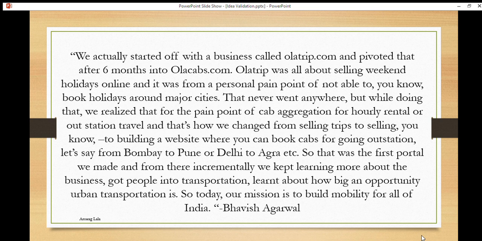That never went anywhere, but while doing it, they realized there was a pain point of cab aggregation for hourly rental or outstation travel, and that's how they changed from selling trips to selling cabs. So basically, they started OlaTrip.com, sending weekend holiday trips, but then found there was a gap for cabs. They started Ola Cabs firstly in major cities, and now it is spreading to many parts of the country, including interior sections. This is how OlaTrip.com changed into OlaCabs.com. They found out what the problem was and made something to solve it, which had a business opportunity, and we know Ola is a successful startup.